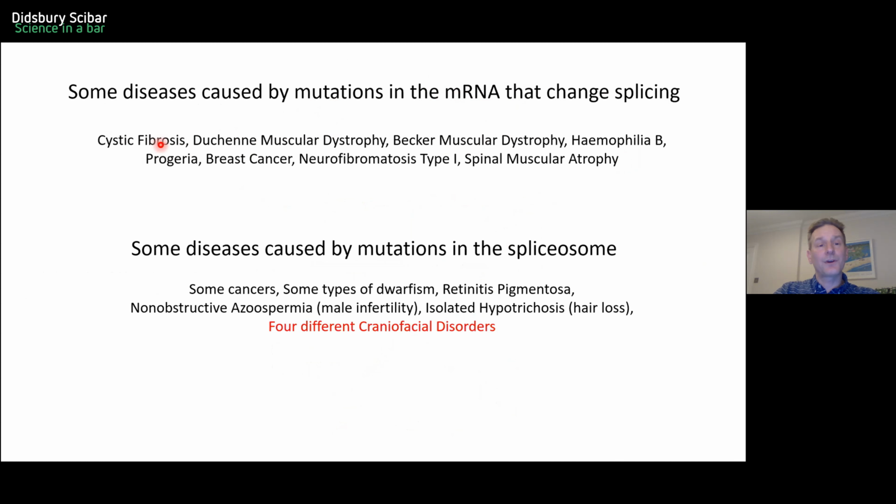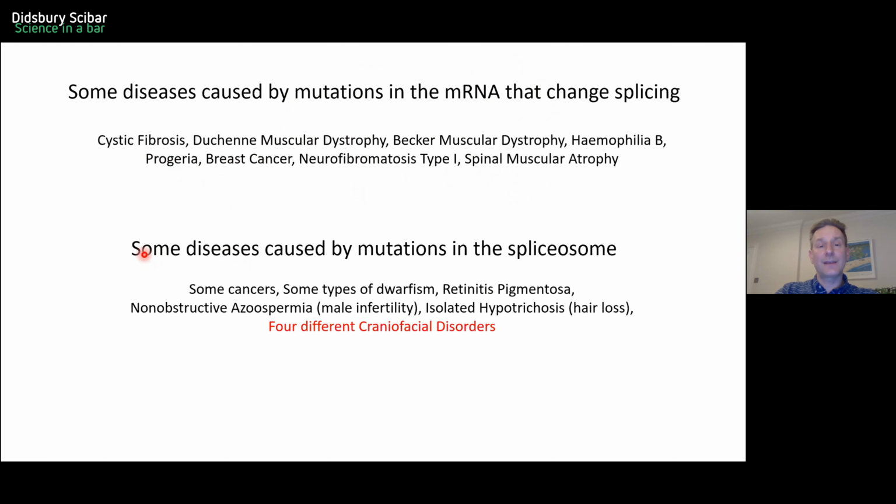Some examples are cystic fibrosis, muscular dystrophies, hemophilia, progeria, which is premature aging, and breast cancer. There are quite a few mutations associated with splicing that cause breast cancer, as well as neurofibromatosis type 1 and spinal muscular atrophy. So those are mutations in the mRNA that cause splicing to be defective.